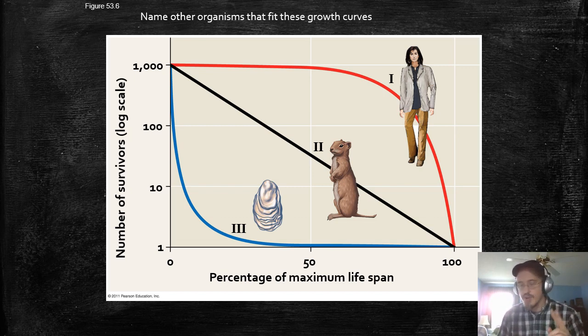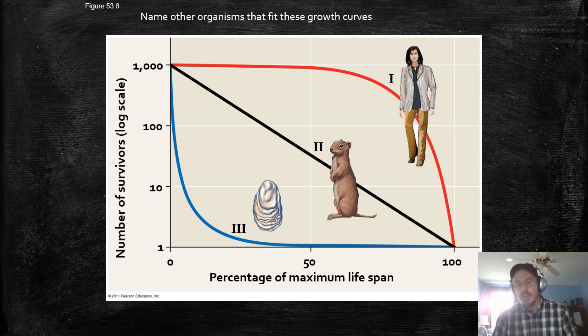Now, a type 2 curve is a lifespan curve where everyone in the population has an equal chance of dying at all points of their life, like this ground squirrel. If you're born, you might be eaten. When you're older, you might be eaten or get a disease. When you're old, you might be eaten or get a disease. It's equally possible. And so everyone in the population has about the same chance of being eaten or dying of something. So that's a type 2 curve.